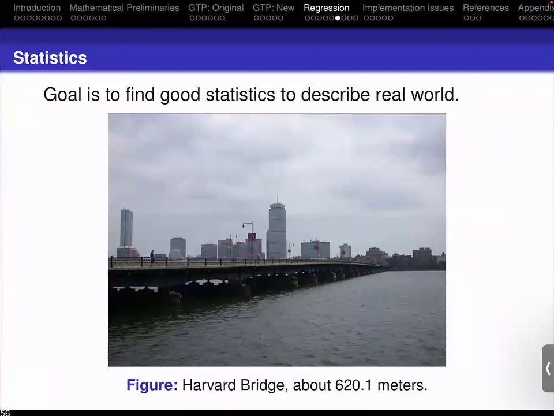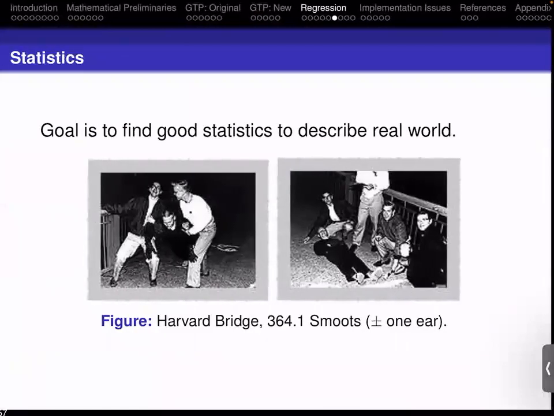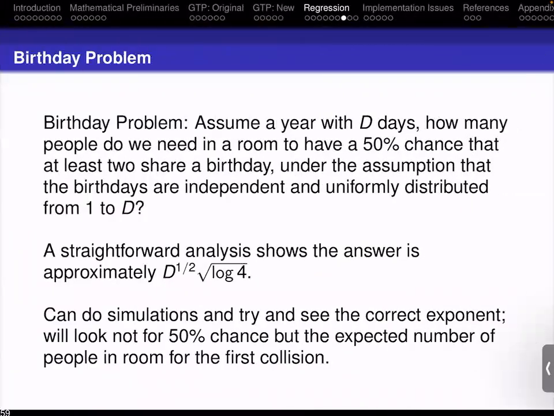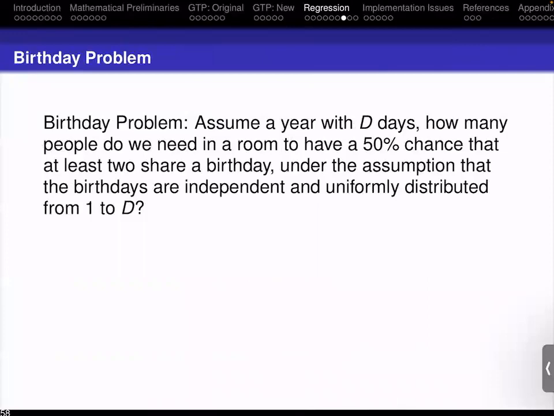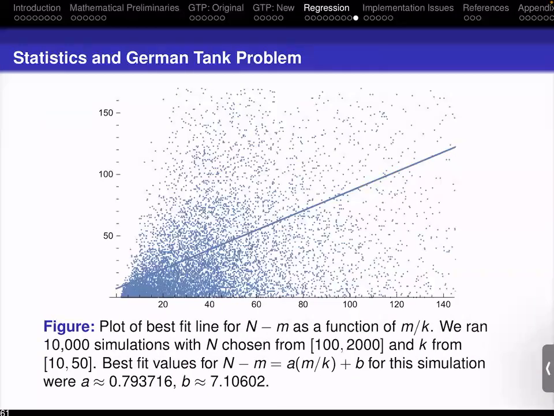I think we talked about the Boston Bridge and the Smoot, so I'm not going to go through Smoot again. I'm not sure if we did the birthday problem last time. Okay, we did the birthday problem. Excellent. So I will skip the birthday problem. So now let's go to statistics in the German tank problem.